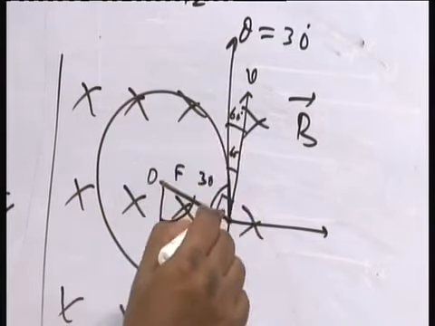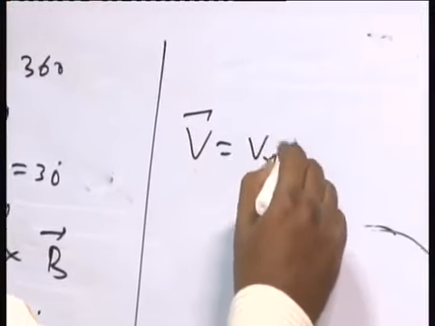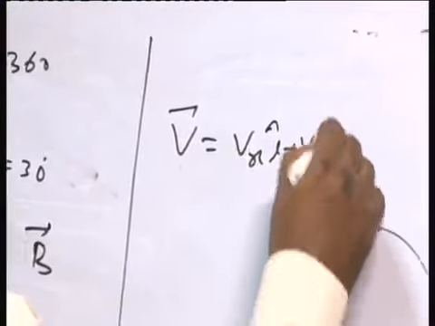Understood? Okay. Then if you resolve this velocity, you will get this as v cos 30 and this as v sin 30. So in vector form I can write vector v equals vx i cap plus vy j cap. So vx equals v cos 30 and vy equals v sin 30. Then I can write v equals v into cos 30 i cap plus sin 30 j cap.